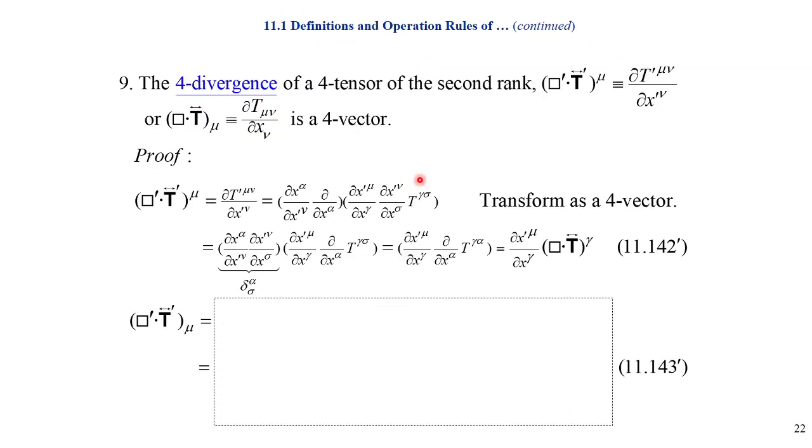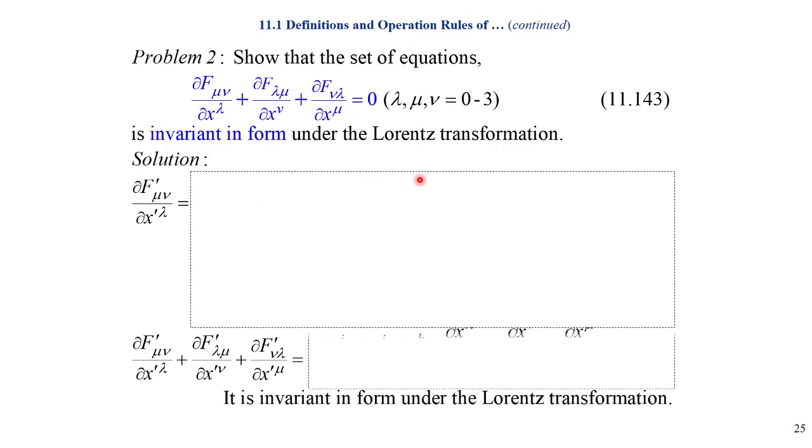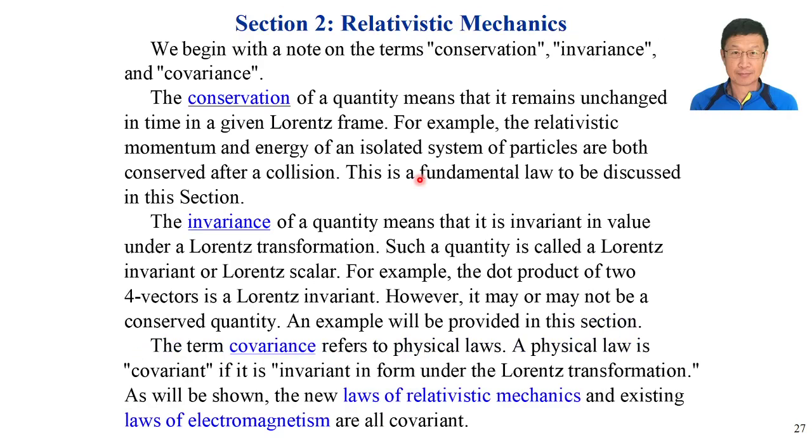So an invariant quantity does not change under a Lorentz transformation. An example will be provided in these sections.